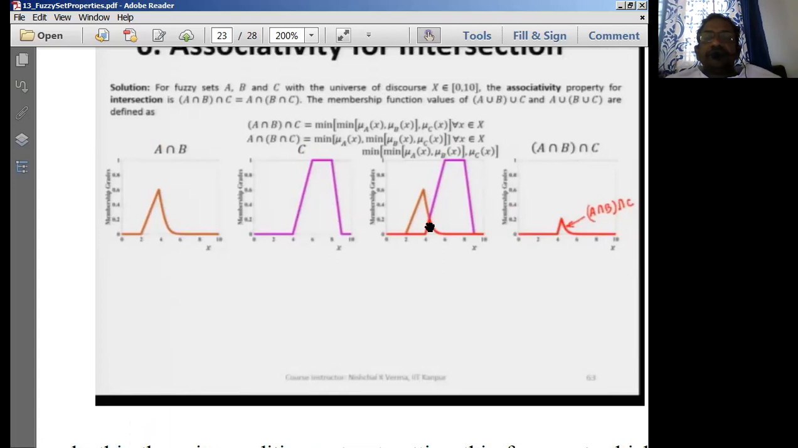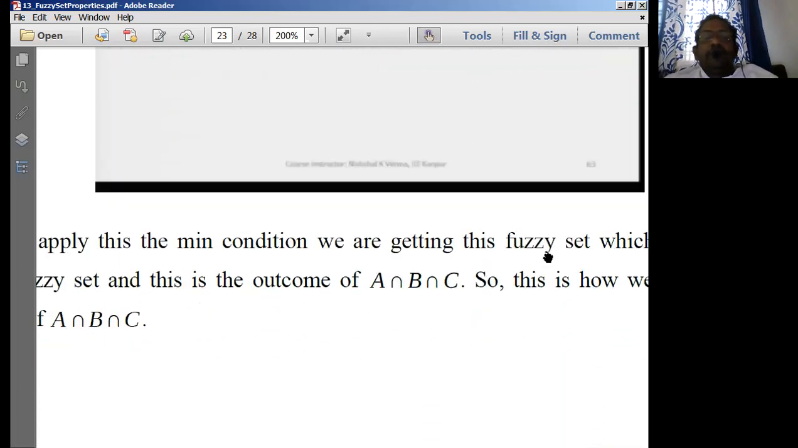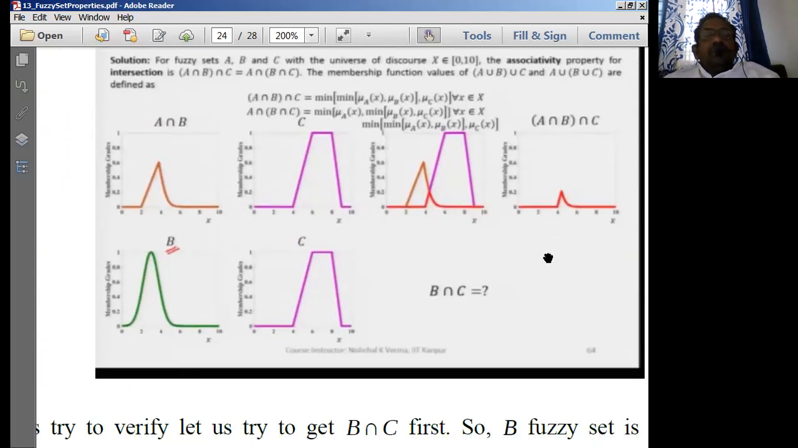So therefore up to 4, C is minimum. After this, up to this point, C is also minimum. After this point, C is increasing, A intersection B is decreasing. So we're going to get this. So this particular function is nothing but A intersection B intersection C. Now, reverse should also be true. That is B intersection C intersection A should be equal to this relationship.